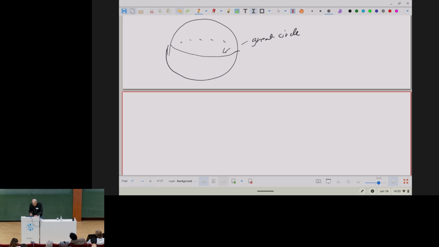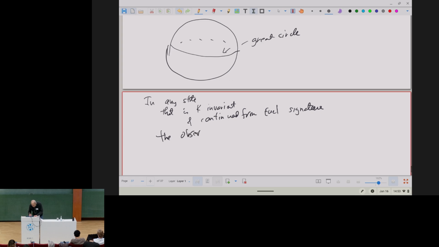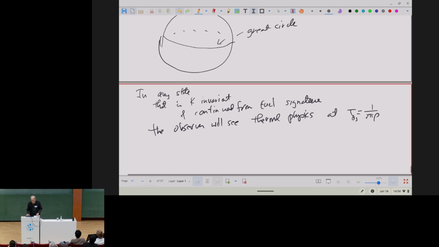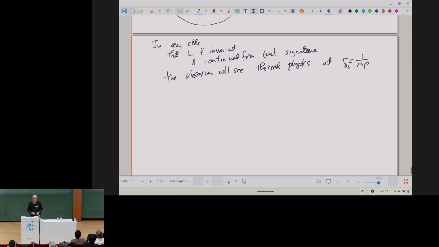So the upshot is the following. In any state that is K invariant and continued from Euclidean signature, the observer will see thermal correlators at the de Sitter temperature. Those are the ingredients we need. We need K invariance, and we need the fact that our correlators come by analytic continuation from the Euclidean picture. So what I'll do next is to describe how to construct a state with the right properties. But I'll stop here for a moment for questions.